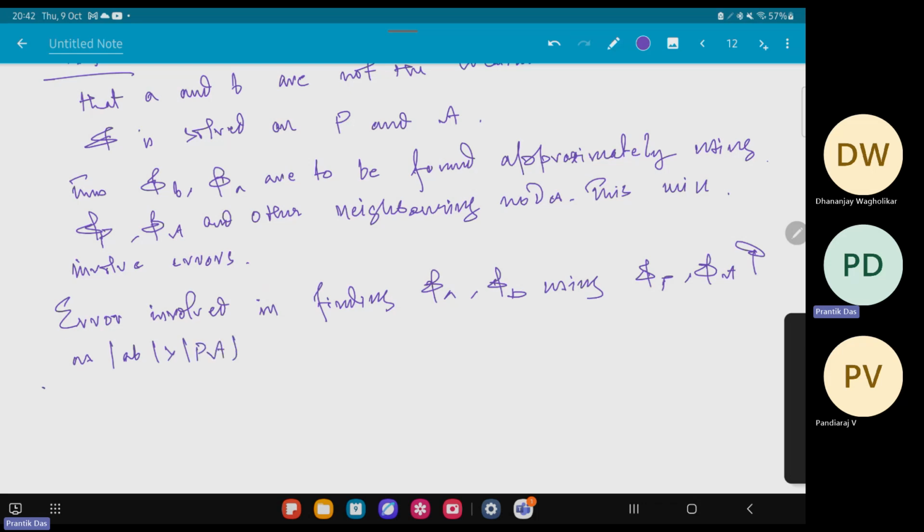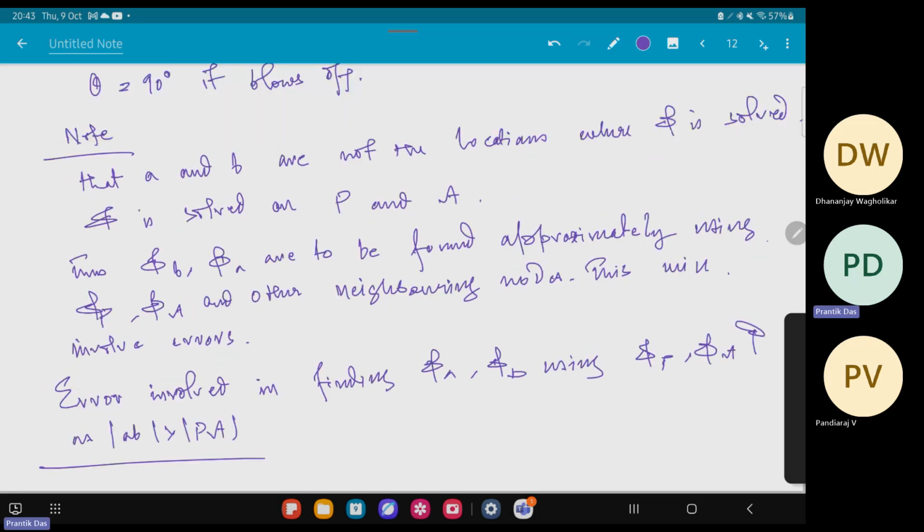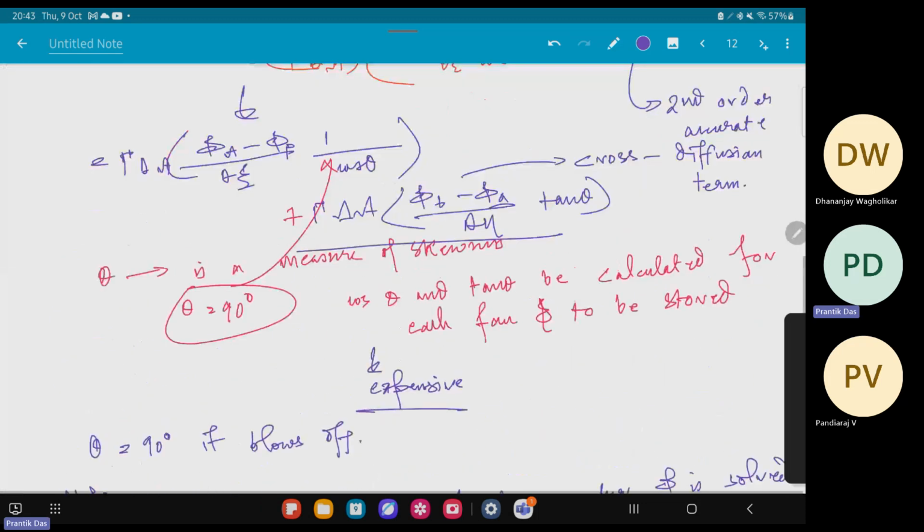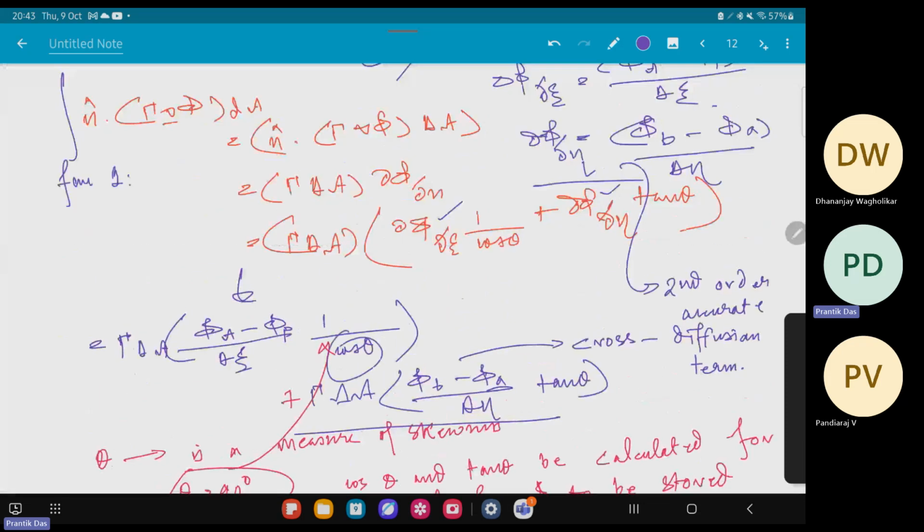So this thing you can mathematically check. The more they are different in size, the more is the angle theta, and the more the angle theta, the more the error actually increases. So you should be careful while dealing with the unstructured grid itself. This cos theta term, if theta is equal to 90 degrees, will blow up and lead to divergence. So theta should not be equal to 90 degrees. This is one of the things you should look into.